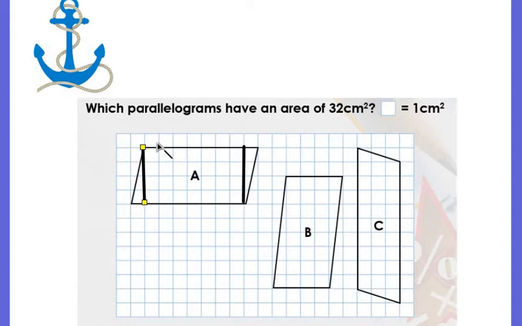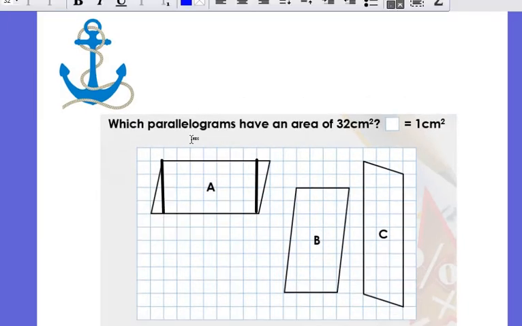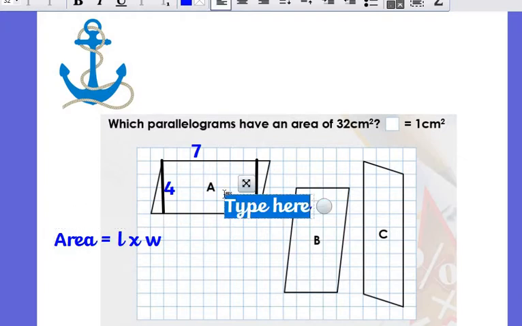So I can see that I've got 1, 2, 3, 4, 5, 6, 7 squares across, and I've got 1, 2, 3, 4 squares down. Straight away, because I know the formula for area equals length times width, I can do that. So 7 times 4, so 7, 14, 21, 28. This is 28 centimeters squared.